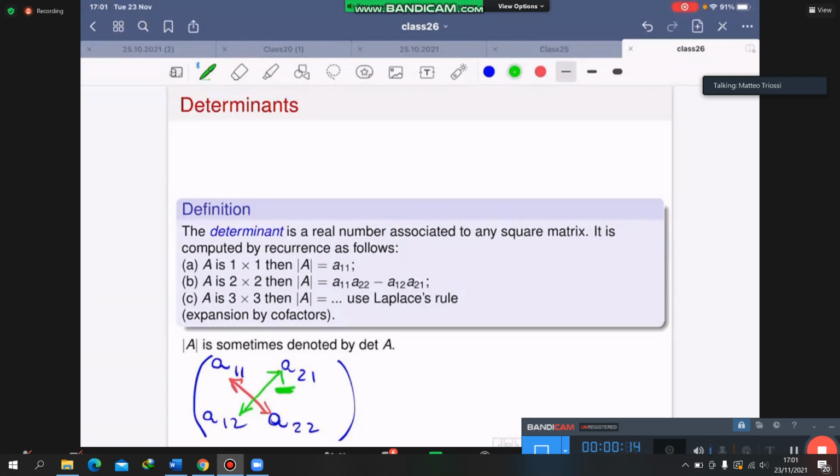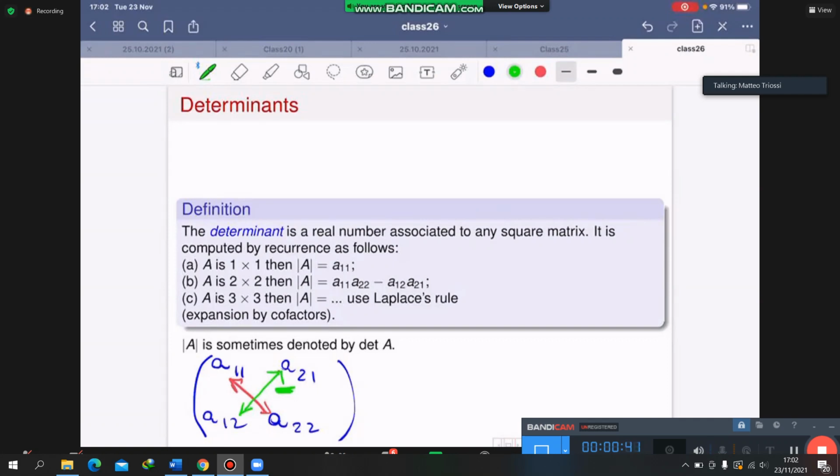for bigger matrices, we use the Laplace rule, which is also called expansion by cofactors. Let's see what cofactors are. Cofactors are determinants of submatrices. Sometimes we intend cofactors as submatrices.